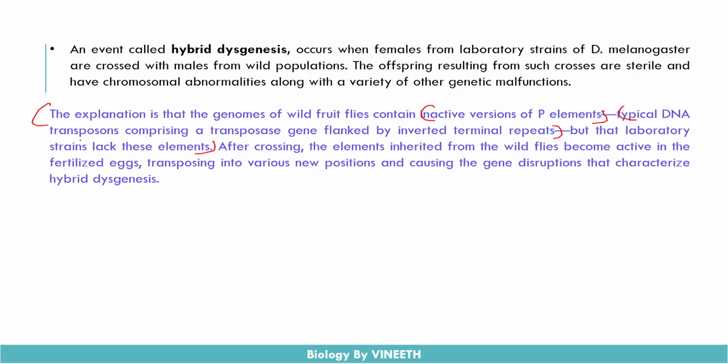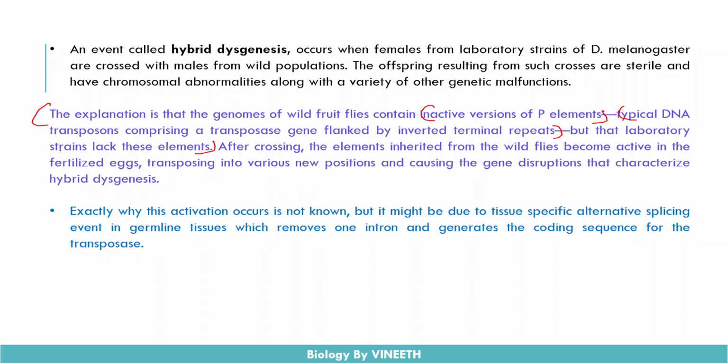Understood? So because of the presence of these inactive versions of the P elements in the wild male populations and the lack of P elements in the laboratory female strains, when you cross both the females and the males, the resulting offspring will get active P elements in them. These active P elements in the offspring will cause chromosomal abnormalities or genetic malfunctions in the hybrid, and will make the hybrid sterile. So that is what happens.